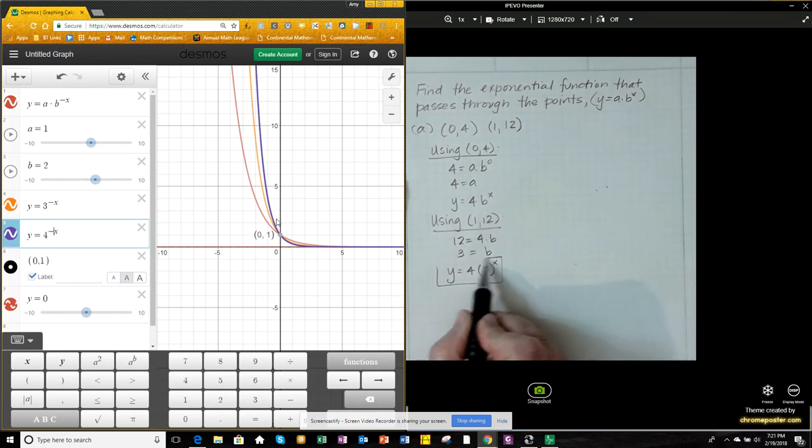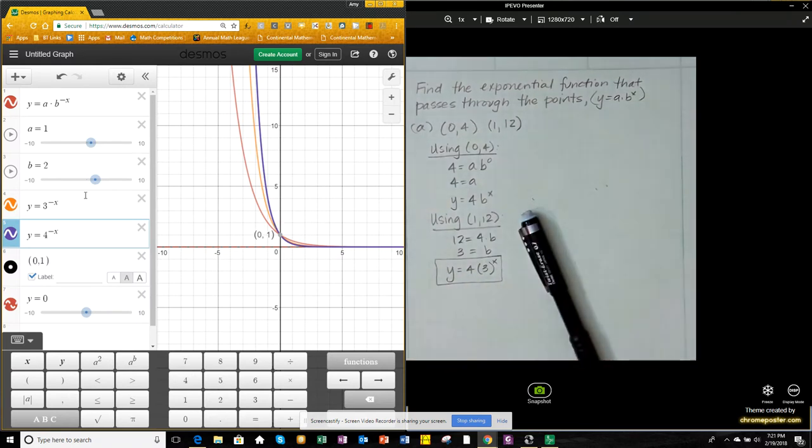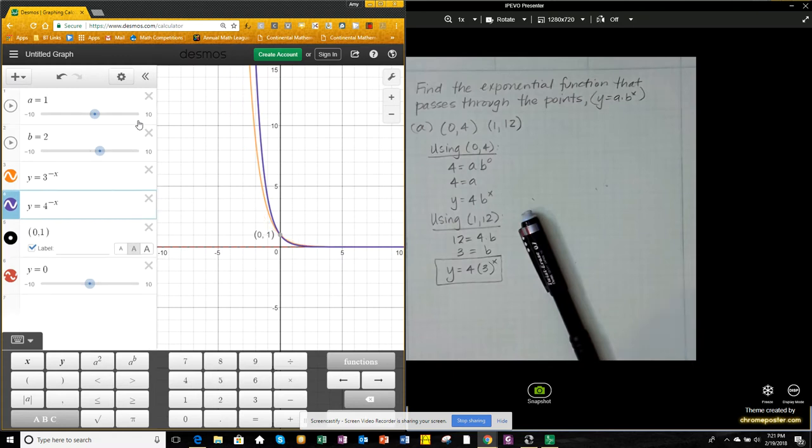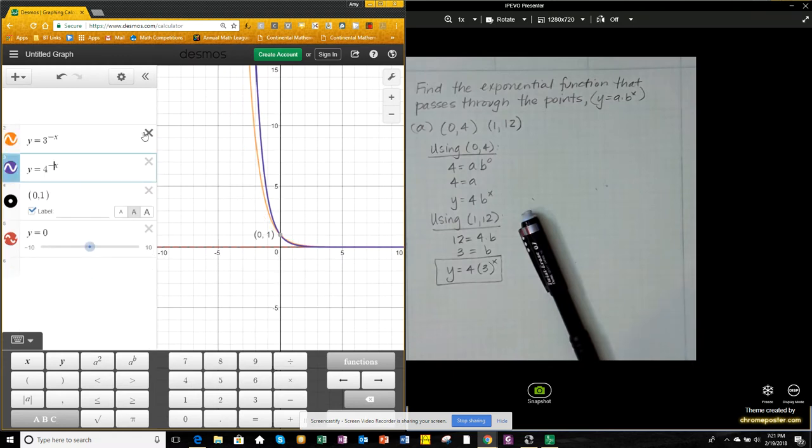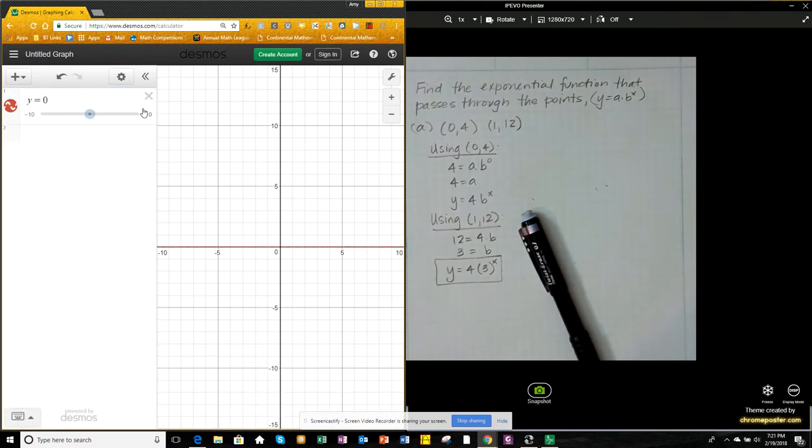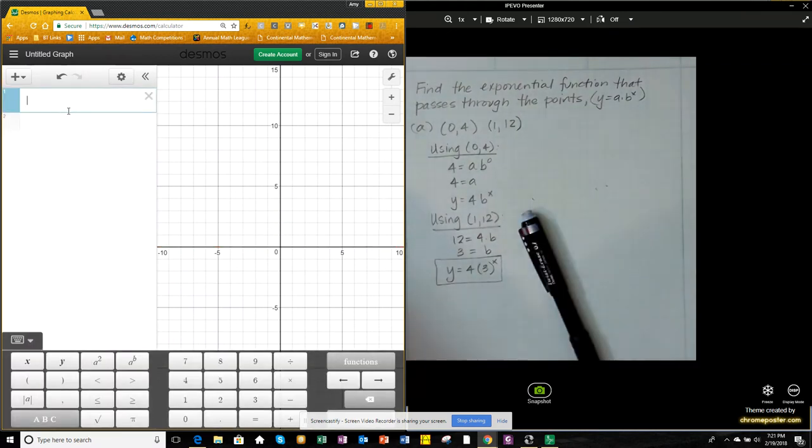So that's our function. Let's see if the graph helps us out and see if we're right. Okay, I'm going to get rid of these really quickly. And I'm going to type in our function, which is y equals 4 times 3 to the x. There it is. And I'm going to put our two points in to see if it works.